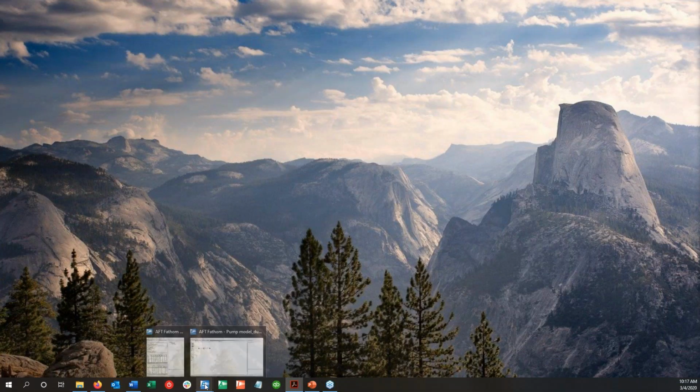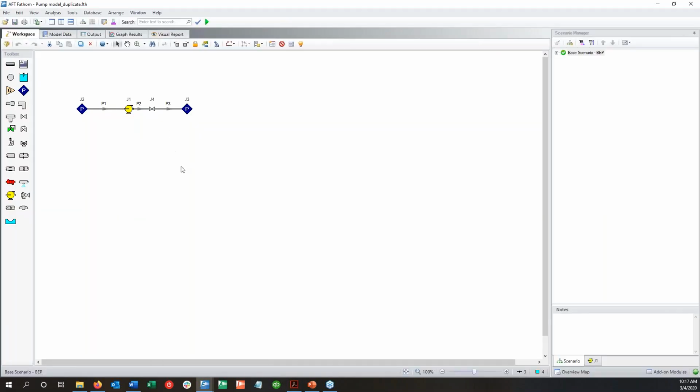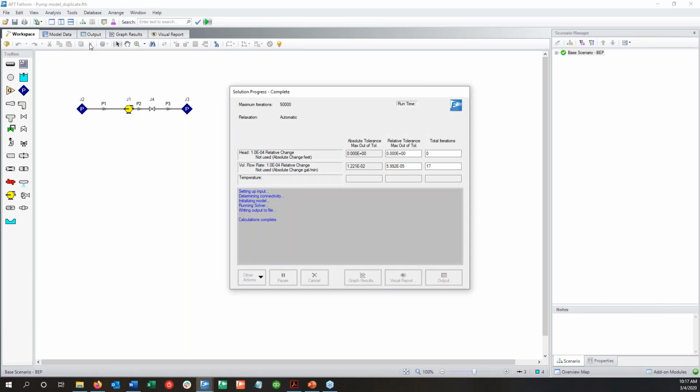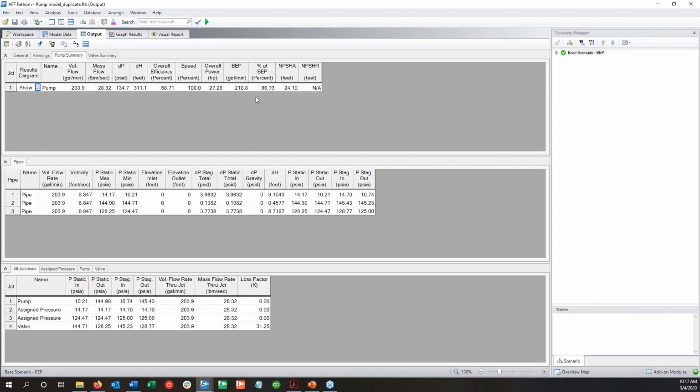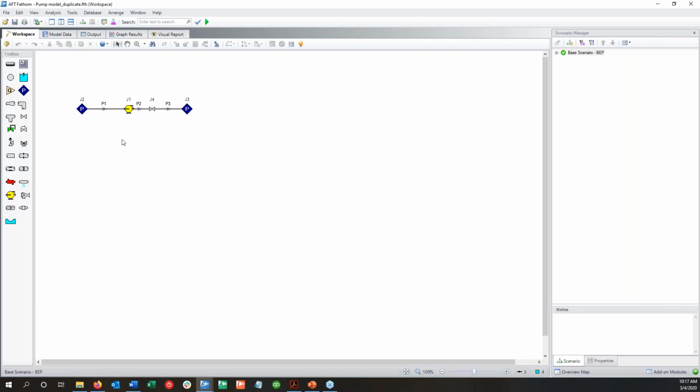So now we'll go back to that model, where first we have our base scenario running at BEP. And so in our pump summary, we can see we're operating at 203.9, 96% of BEP. That's pretty good, quite impressive. We also see our NPSHA, that'll come in handy later, and it also provides our BEP flow rate automatically. So based on our current design, we're pretty much set. Our BEP was great.